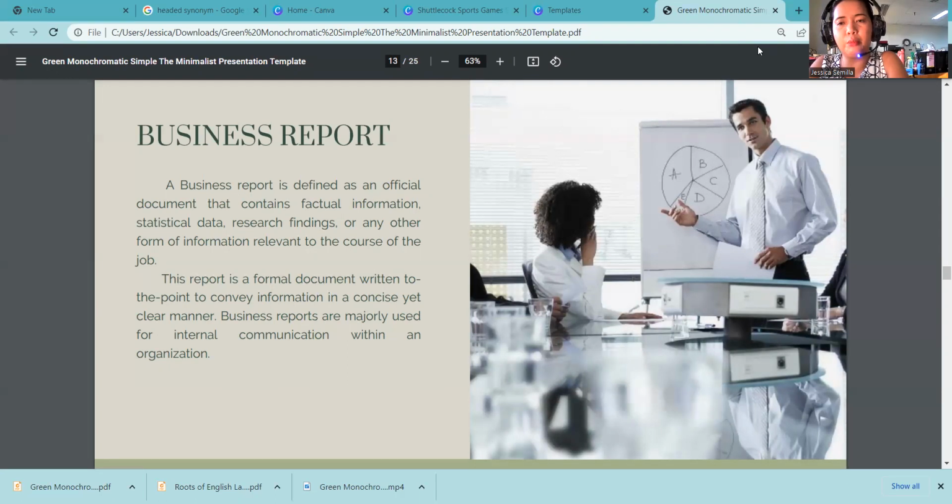So business report is basically more of defining an official document that contains factual information, statistical data, research findings, or any other form of information relevant to the course or the job. This report is a formal document written to the point to convey information in a concise yet clear manner. Business reports are majorly used for internal communication within an organization. So if you're going to be hired into a certain company, your supervisor or your employer will expose you to different types of business reports. So let's proceed.